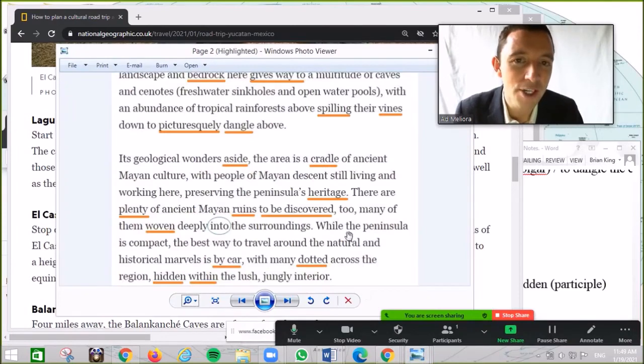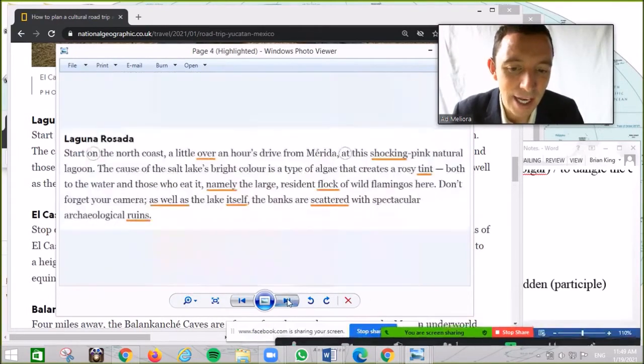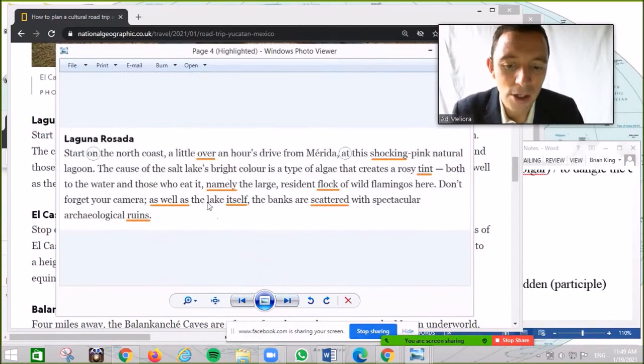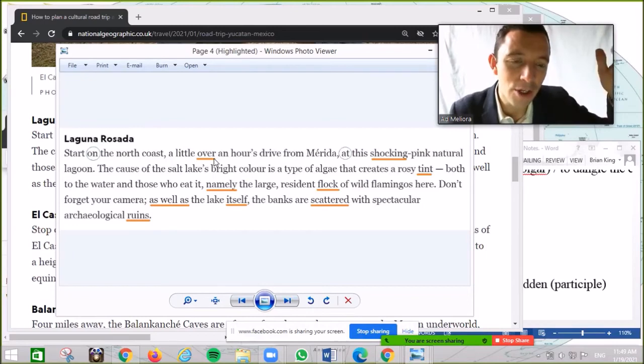So we'll just finish with these last two analyses, okay, and then we'll move on to something different. So here we have the preposition on. So on is connected to the coast. So you live on the coast, you're visiting the coast, but the restaurant is on the coast, or the village is on the coast. So the typical preposition with coast is on. A little over an hour is like more. So over 20 euro, over 40 euro is more than. Okay, so over is more.